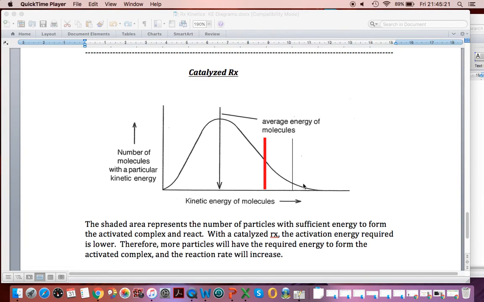It doesn't affect the distribution, it affects the activation energy. And in the previous one, when we change the temperature, we don't change the activation energy. We are pushing the distribution to the right and getting more particles that can react when we increase the temperature. So watch out for that. When you see energy along the x-axis, it's usually a kinetic energy question.